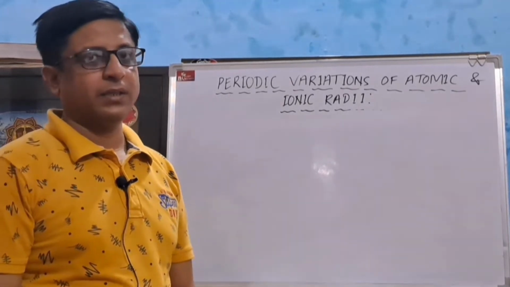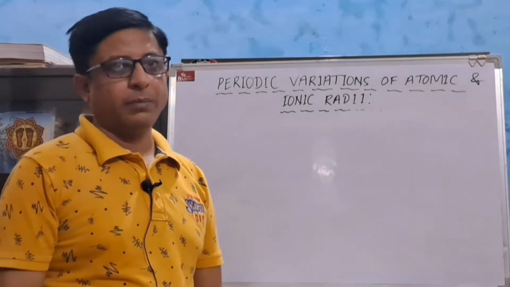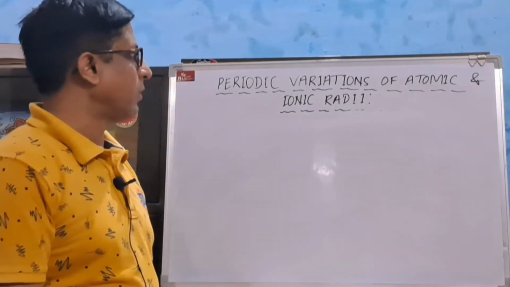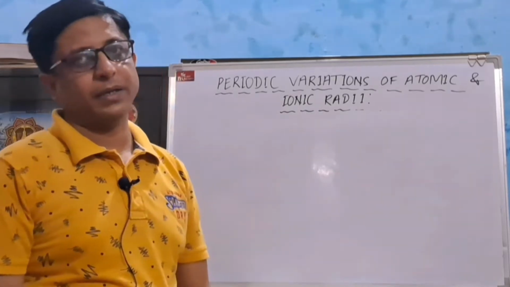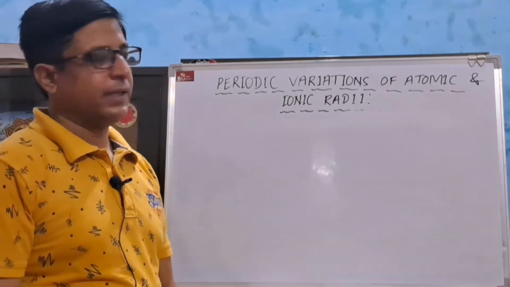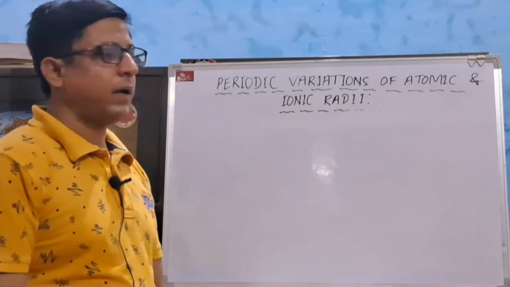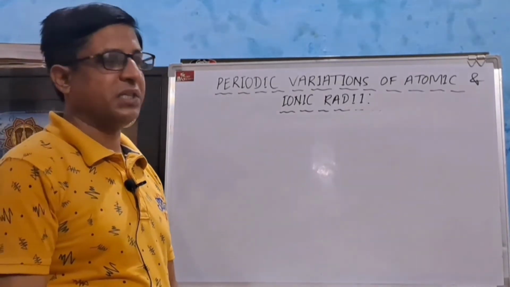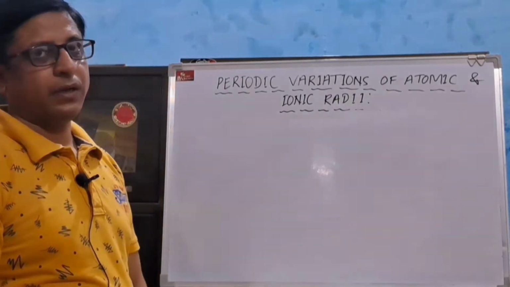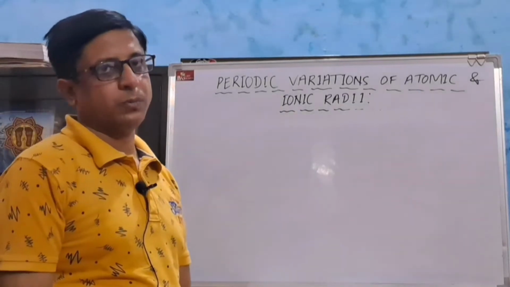The first periodic property I shall study is periodic variation of atomic and ionic radii, that is atomic or ionic radii and their variations in periodic table along periods and groups.